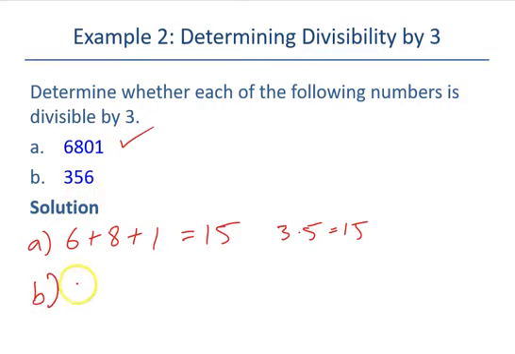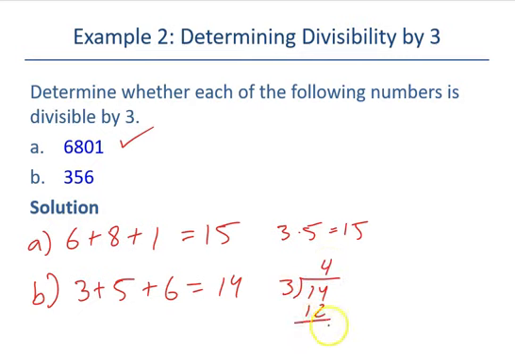Well, let's look at the next one, 356. We've got B here. Well, let's do 3 plus 5 plus 6. Well, 6 plus 5 is 11, plus 3 is 14, and notice if you decide to go ahead and divide 14 by 3, you're going to get 12, and then you get a remainder of 2. And since we have a remainder here, we know that this one is not divisible by 3.